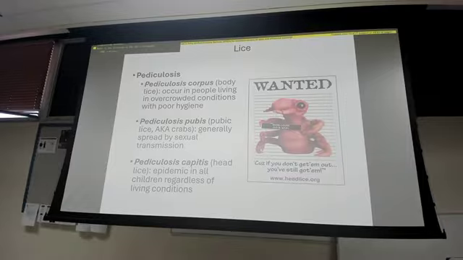So going back to micro, we'll talk about the lice. We have three kinds of lice. We have the Pediculus corporis, because the core of our body, our core's in our body. The pubis is going to be the crabs, because they look like crabs. And the capitis is going to be the head, because you wear a cap on your head.